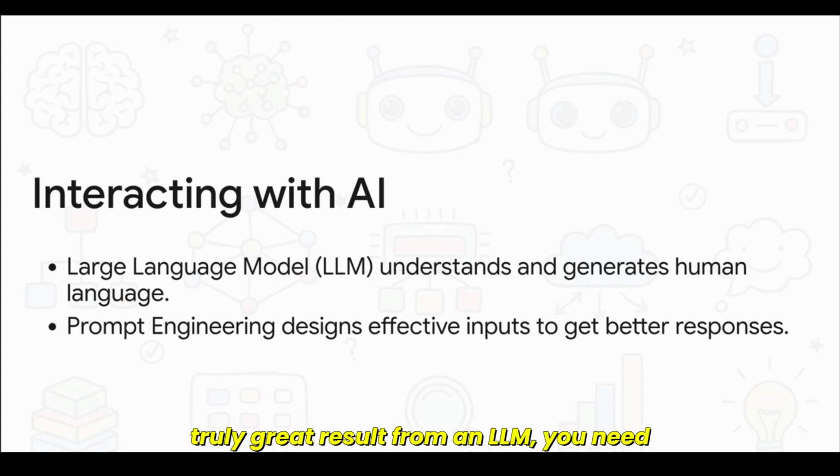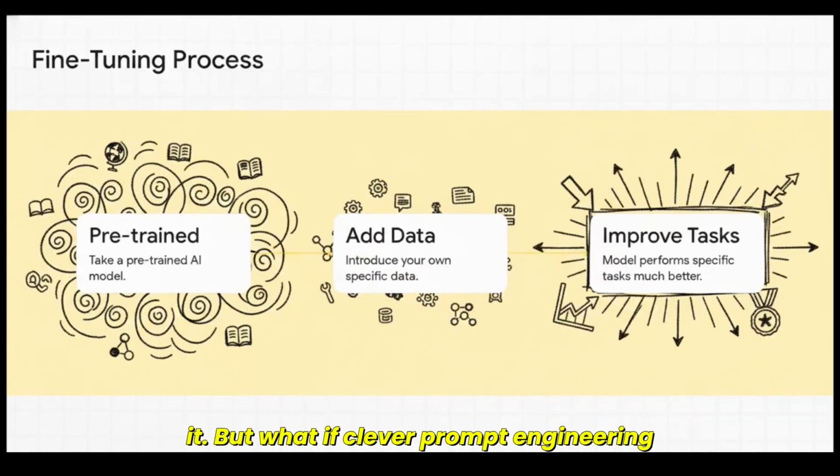But to get a truly great result from an LLM, you need P, prompt engineering. This is the art of designing effective inputs, or prompts, to carefully guide the AI and get the absolute best possible responses out of it. But what if clever prompt engineering just isn't enough? That's exactly where F, fine-tuning, comes in.